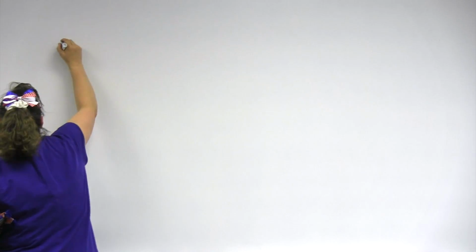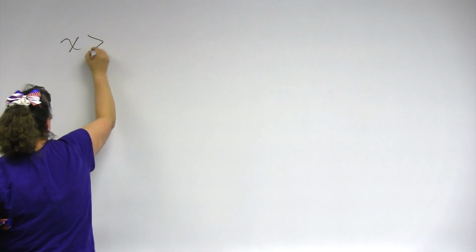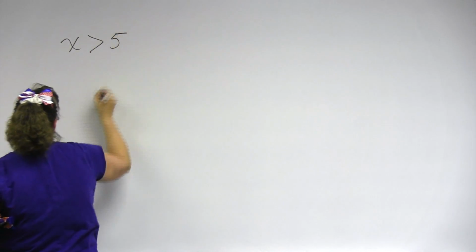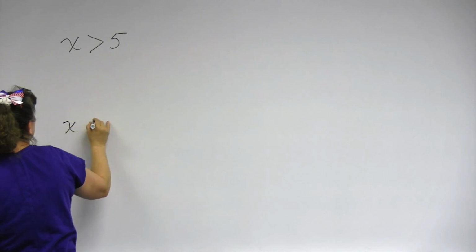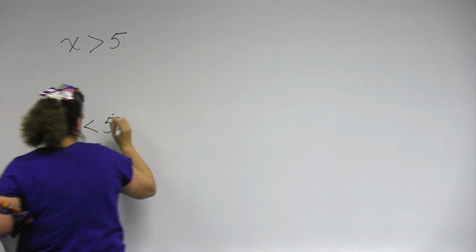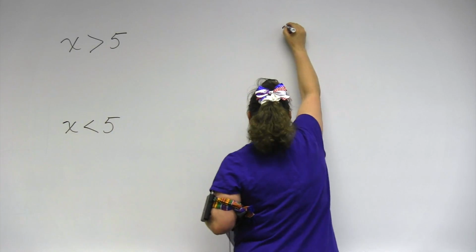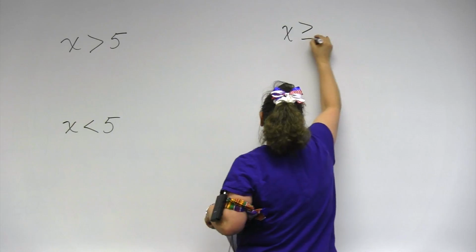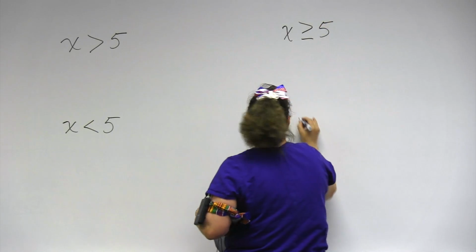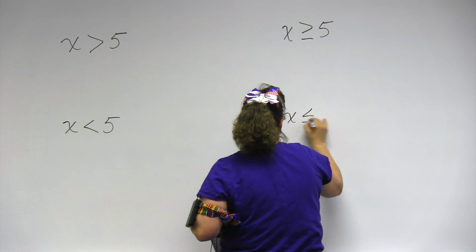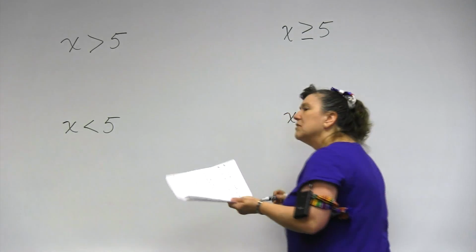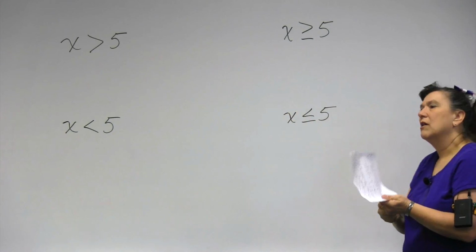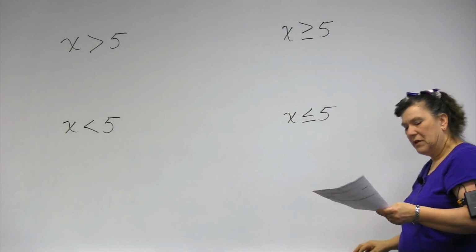Okay, continuing on. We have various ways to express inequalities. I'm going to write all four cases up here. You have x is greater than 5 as an example. You have x is less than 5 as an example. You have x is greater than or equal to 5, and x is less than or equal to 5. These are the simplest forms of inequalities with a variable that we have.